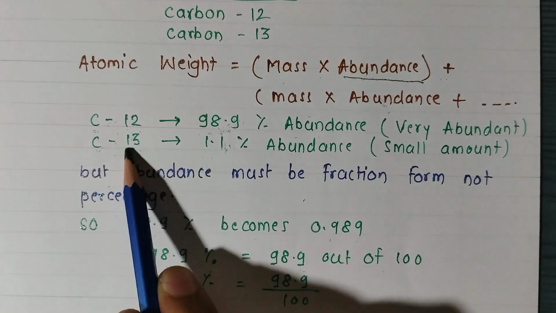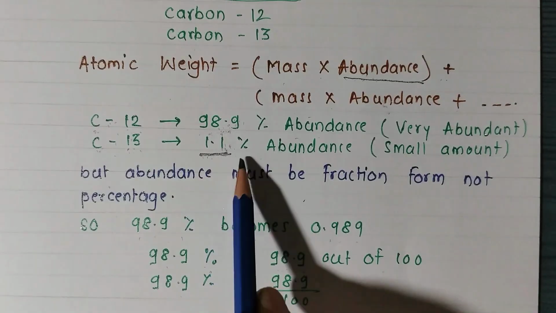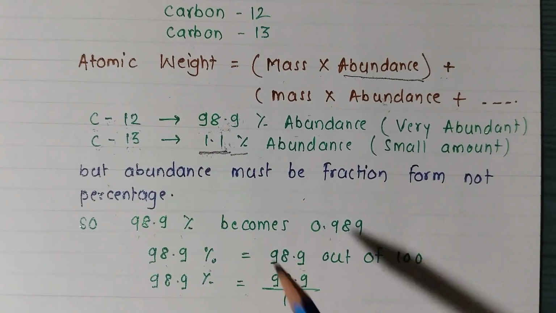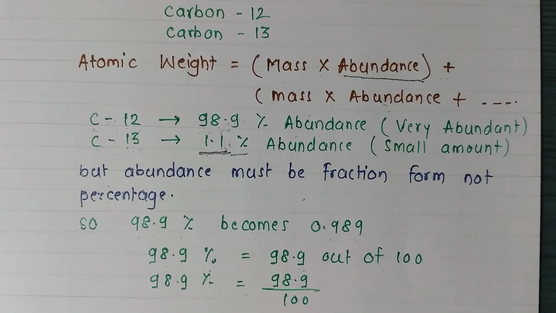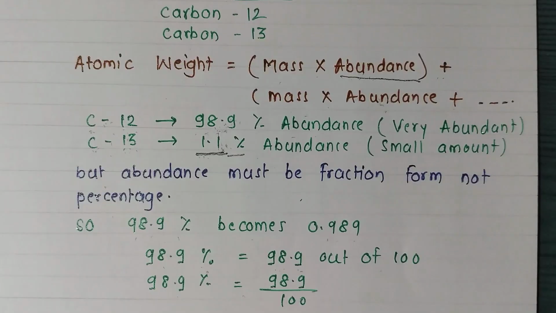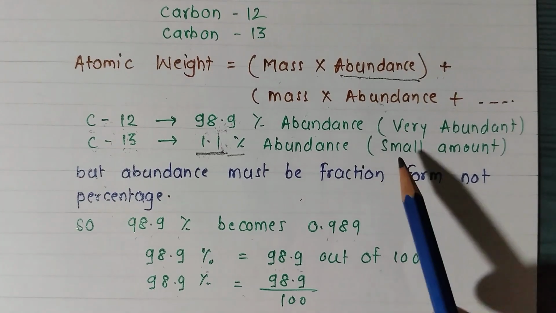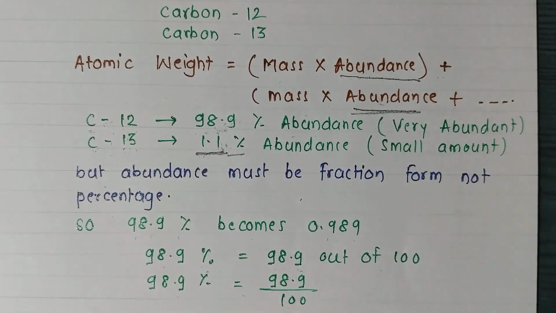Now carbon-13 has an abundance of 1.1%. So this is in percentage form. We convert this percentage into a fraction. How can we convert it? See this, 1.1% becomes 0.011 in fraction form. How do we convert it? 1.1% means 1.1 out of 100. Means 1.1 percent means 1.1 divided by 100. So we get the fraction value, and this fraction value we use in this formula.